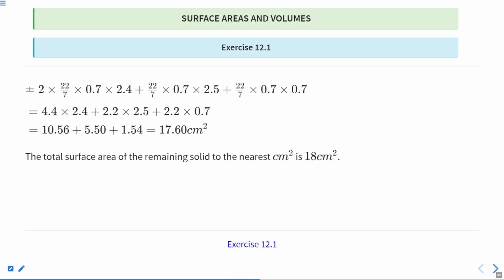So this is equal to 2 times 22 by 7 into 0.7 into 2.4 plus 22 by 7 into 0.7 into 2.5 plus 22 by 7 into 0.7 into 0.7, and this is equal to 4.4 into 2.4 plus 2.2 into 2.5 plus 2.2 into 0.7, and this is equal to 10.56 plus 5.50 plus 1.54, and this is equal to 17.60 cm square. Okay, so the total surface area of the remaining solid to the nearest cm square is 18 cm square.